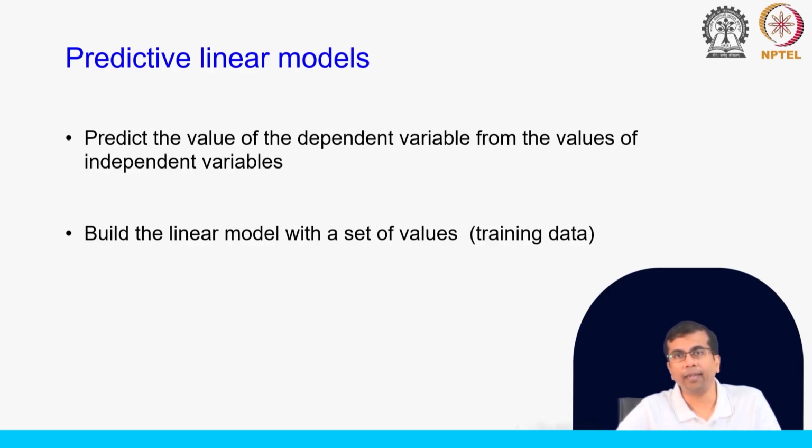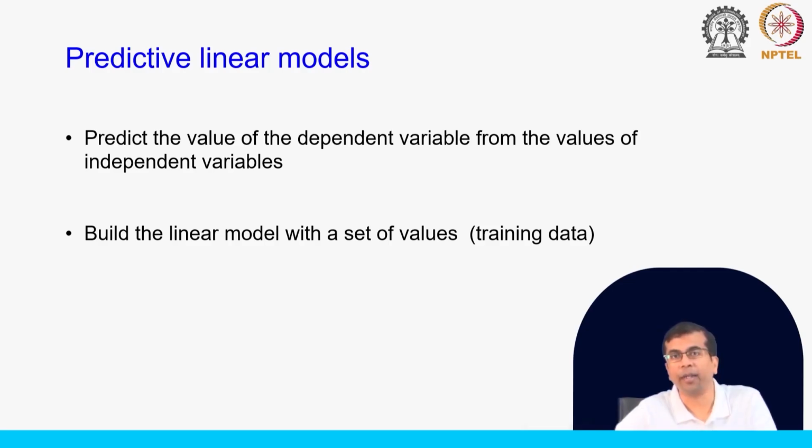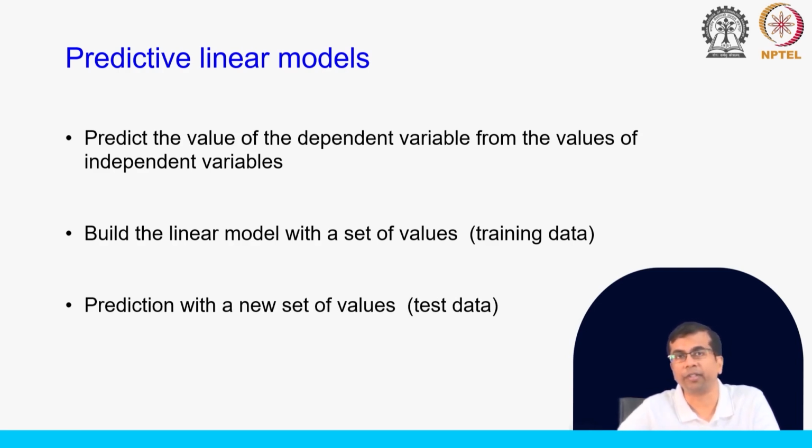and then we predict the response. We take another set of values, the test data set, where we again have these xy pairs, and we take those x values and try to predict y values and see how well these predictions match with the actual y values. So, this is what we do with prediction with a new set of values. We take the new x values and try to predict the y values and see how well the predictions match with the actual values. This is what we call the test data.